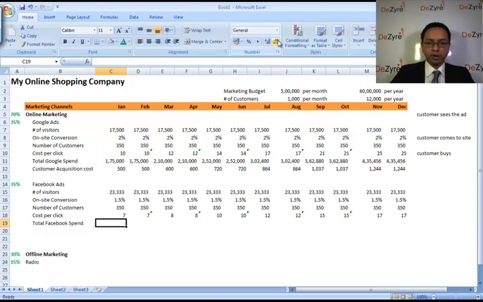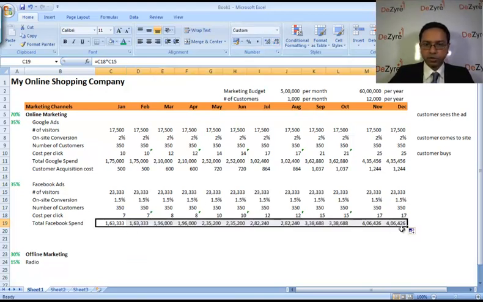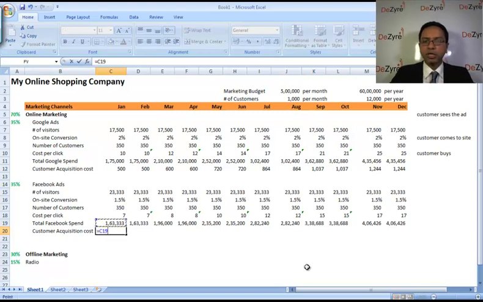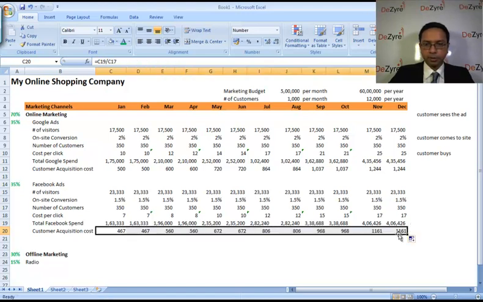Now, total Facebook spend, the total amount of money you're spending on Facebook ads, is the cost per click multiplied by the number of visitors, because every time a visitor clicks something you pay 7 rupees. Then I'm going to drag this across. Finally, customer acquisition cost on Facebook is the total amount you spend on Facebook divided by the number of customers. I'm going to draw this across.